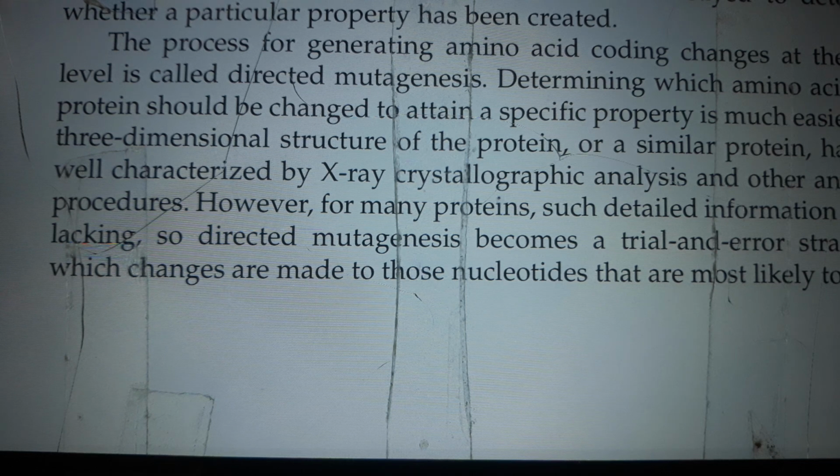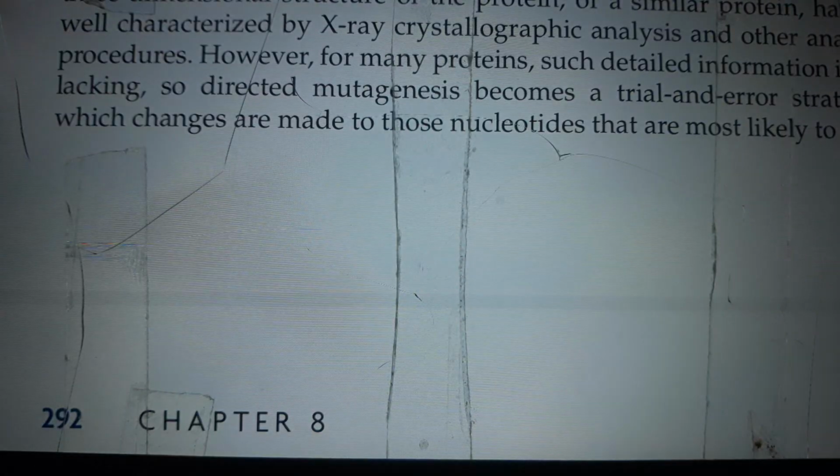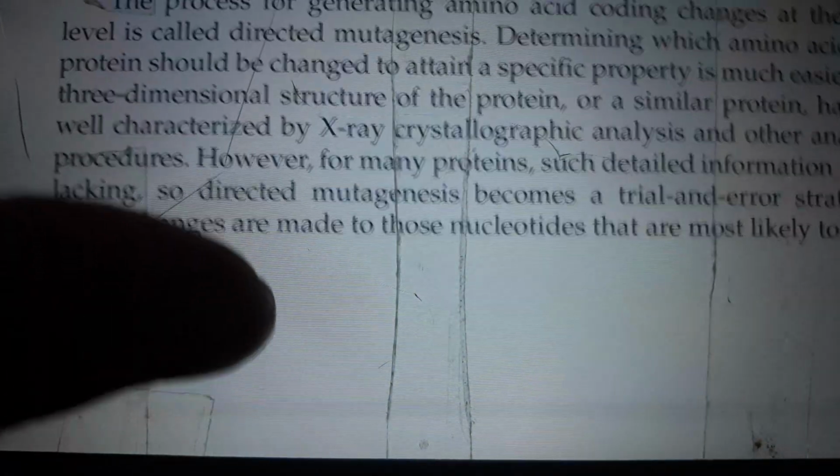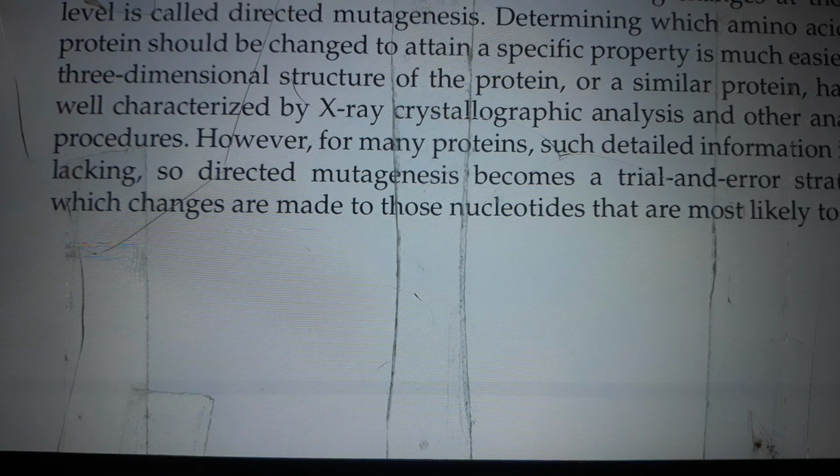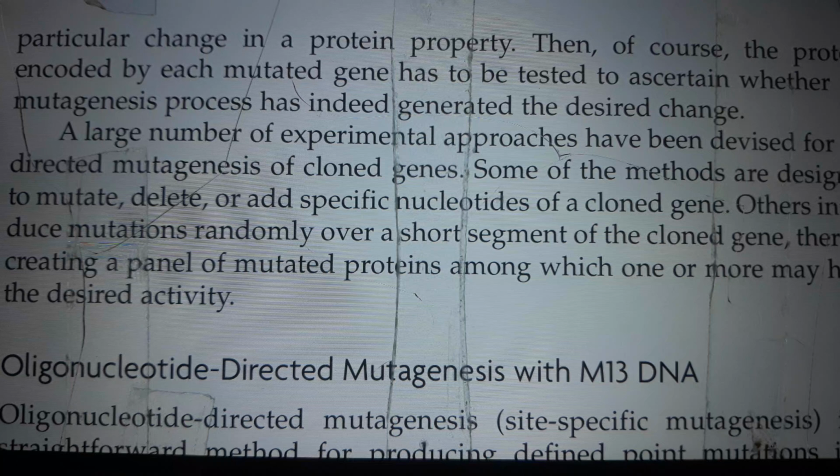to attain a particular specific property is much easier if the three-dimensional structure of the protein or a similar protein has been well characterized by X-ray crystallographic analysis and other analytical procedures. However, for many properties, such detailed information is often lacking, so directed mutagenesis becomes a trial and error strategy in which changes are made to those nucleotides that are most likely to yield a particular change in a protein property.